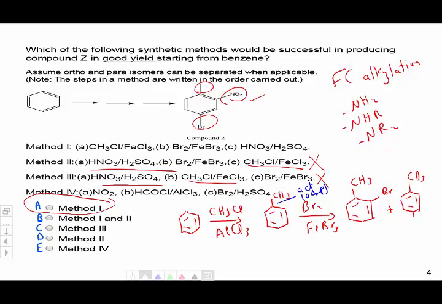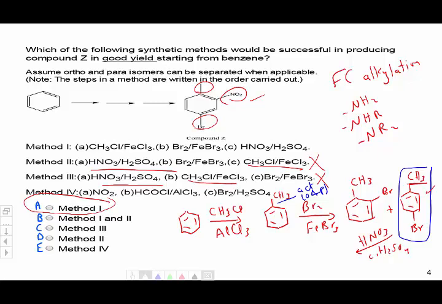If you thought about that, you're right, but I'm assuming in this equation that I can separate the ortho from the para. So I did this step in the lab, I separated the ortho from the para, and now I'm going to take the para and add to it HNO3, H2SO4, which is the nitration.